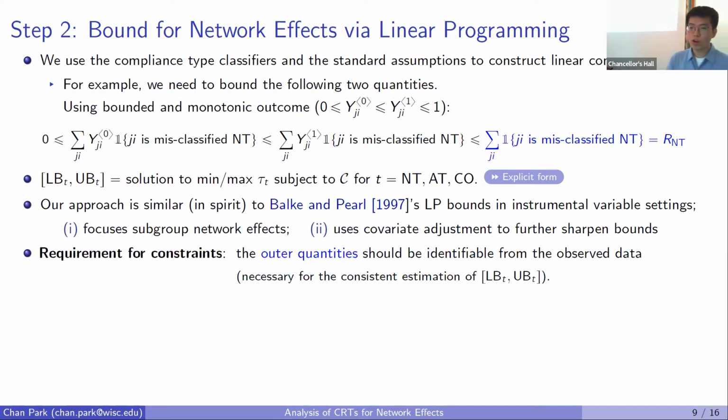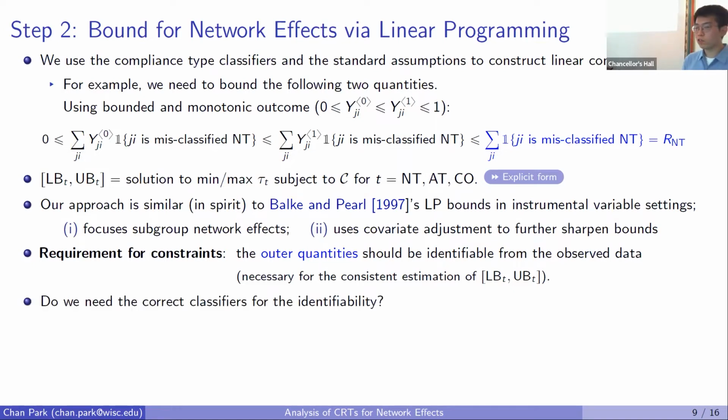There's one requirement for the constraints. The outer quantities, which are written in blue, should be identifiable from the observed data. This is necessary for the consistent estimation of the bound. Do we need the correct classifiers for identifiability? As you can imagine, the answer is not necessarily.